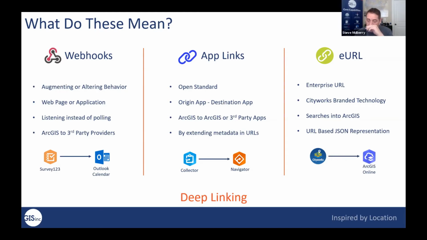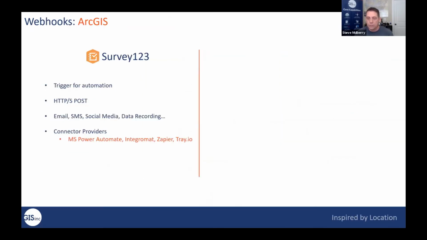So let's go in a little bit deeper here and talk about each one of these. So let's start off with Survey123. Webhooks inside of this context gives you the ability to trigger activity or trigger automation within Survey123. It's done by using the HTTPS POST protocol. I can trigger emails or text messages or social media posts or data recording in other platforms, all via webhook.